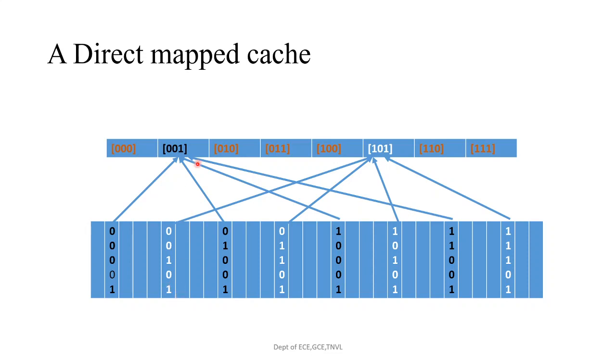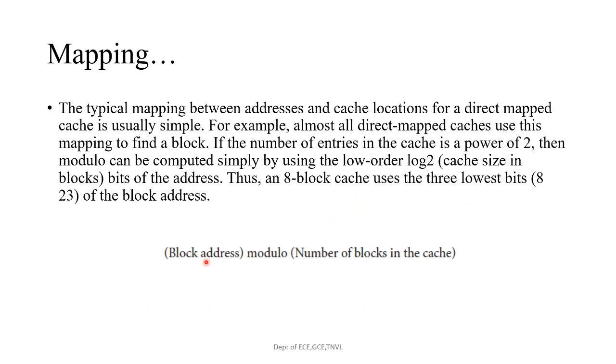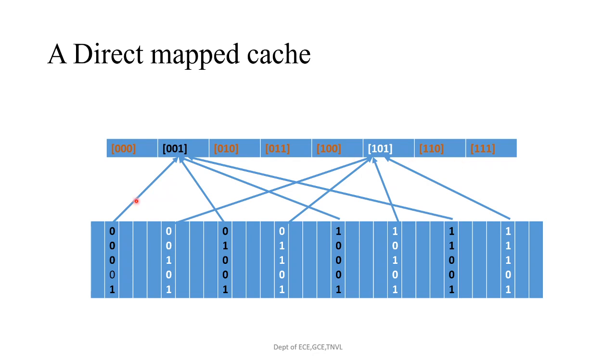So how can we map with a formula? It is the block address modulo the number of blocks in the cache, or simply we can take the lower order log 2 of the cache size in blocks. Here, if we say the cache size is 8, with 1, 2, 3, 4, 5, 6, 7, 8, we have 8 blocks and hence the size of the cache is 8. If you want to represent 8, it can be represented by 2 power 3. Hence, the lower order 3 bits of the memory address give the address of the cache, and this address is mapped from the main memory.